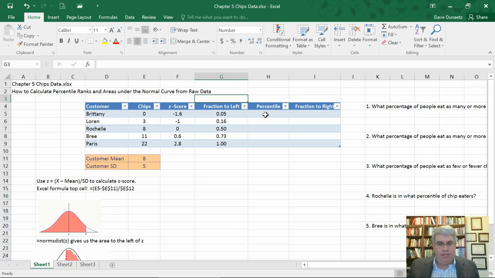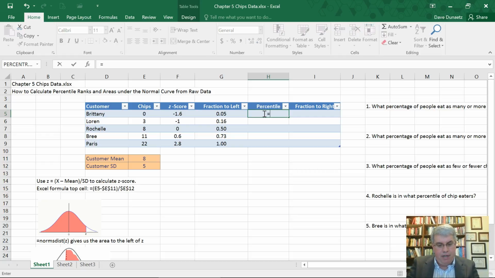And now let's convert that to percentile. We could multiply everything by 100. I'm going to just copy that number, equals G5.